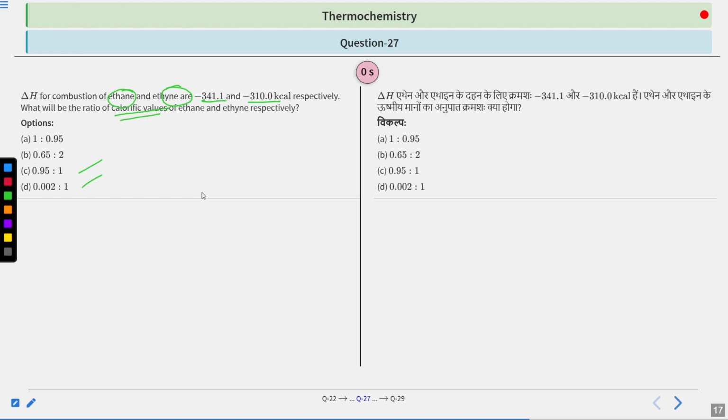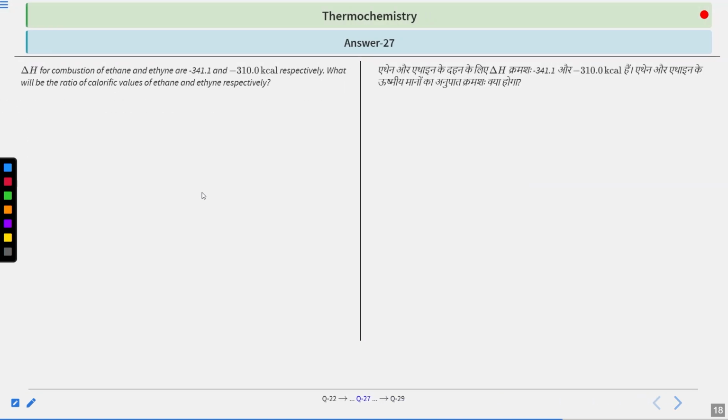So your time is up. Let us see the solution part. The question was, given that for the combustion of ethane and ethyne the values are given, you have to find the calorific value of ethane and ethyne respectively. For those who have solved, the correct answer is C.